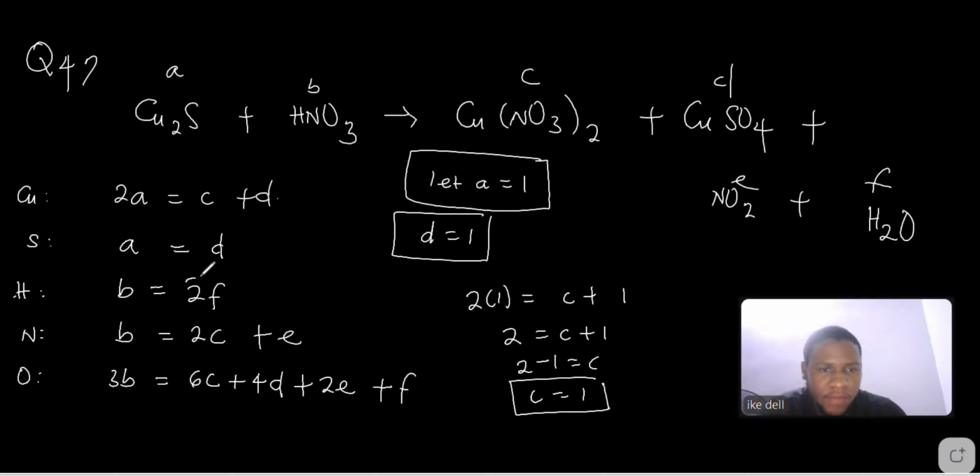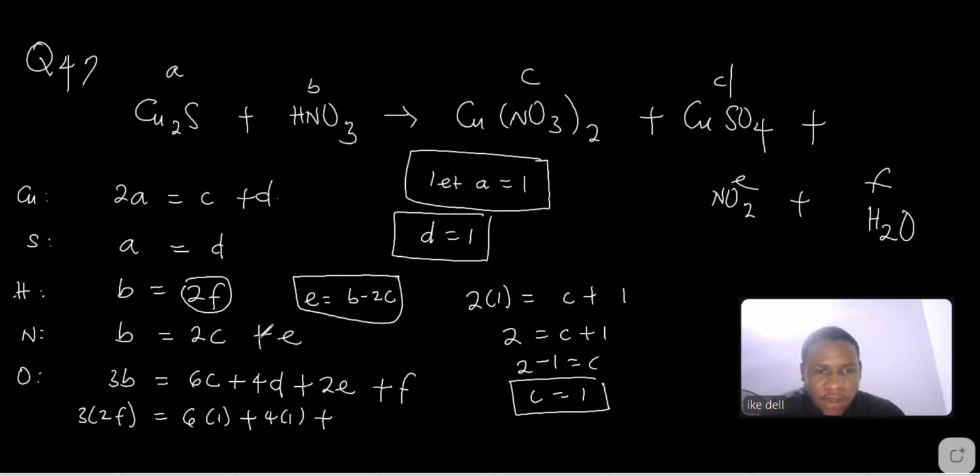So B is 2F, right? That means that 3 times 2F is equal to 6 times C, which is 1, plus 4 times D, plus 2 times E. Nobody knows what E is. But E here is actually B minus 2C. That's what E is from this, B minus 2C. So I'll say 2E, which is actually B minus 2C.